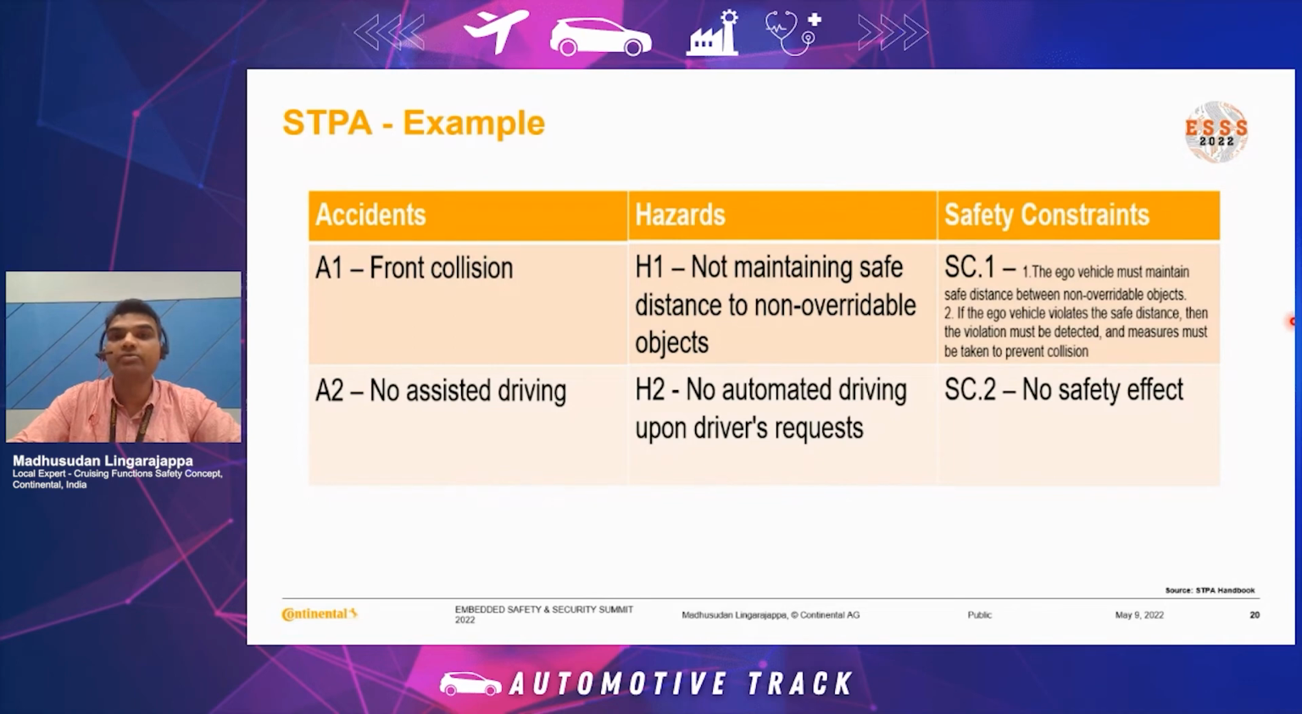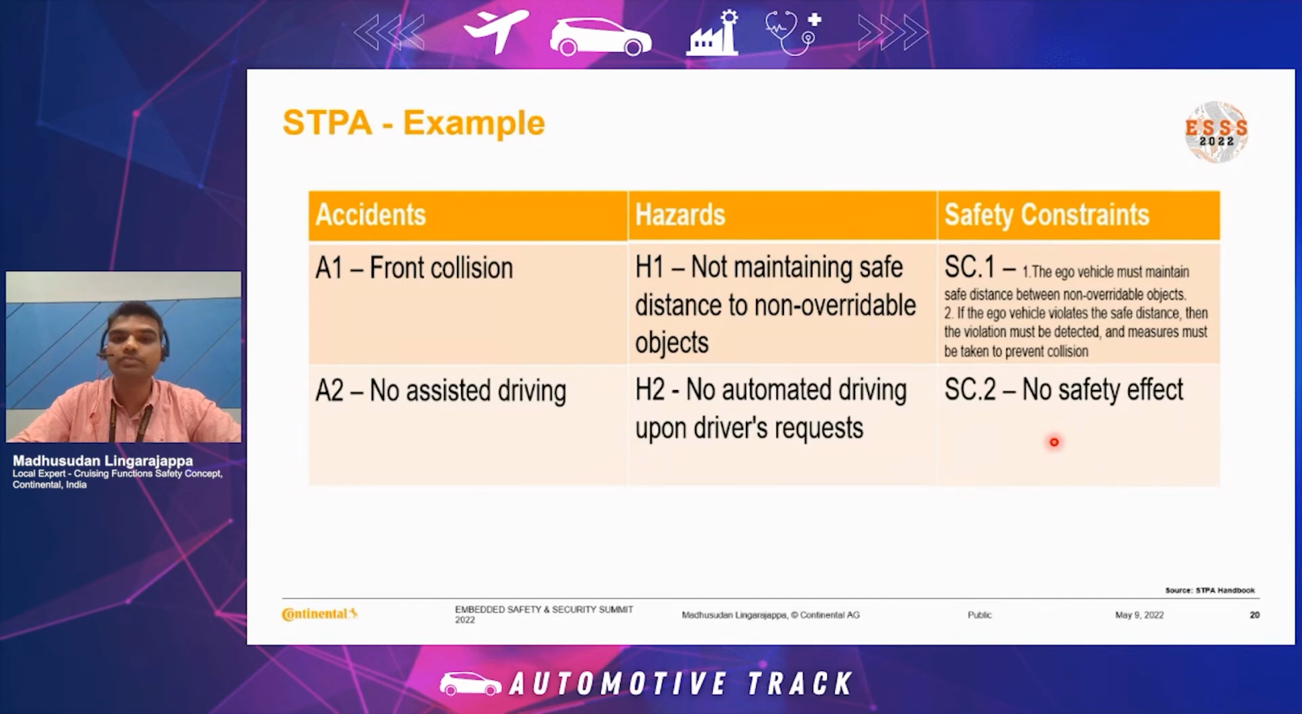Then we have to come up with the safety constraints. Safety constraint 1 reads as the eco vehicle must maintain a safe distance between non-overridable objects. Then a second constraint: if the eco vehicle violates the safe distance, then the violation must be detected and measures must be taken to prevent collision. So these are a few safety measures to mitigate hazard one. Then the second constraint, SC2, is listed as no safety effect.